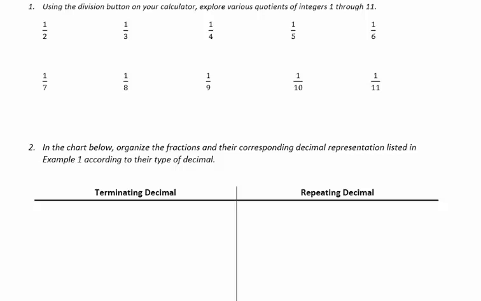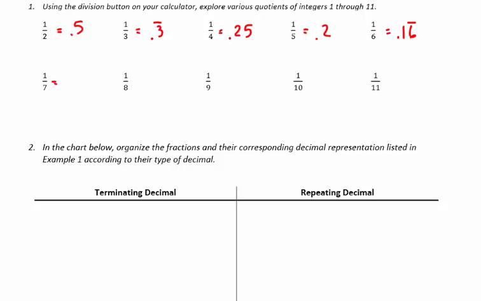Some of these you might know. Like 1/2 is 0.5. And a third is 0.33333, so that's 0.3 repeating. 1/4 is a quarter, which is 0.25. 1/5 is 0.2. 1/6 is 0.16666. So only the 6 repeats in this case. So I'm only putting the repeating bar over the 6.